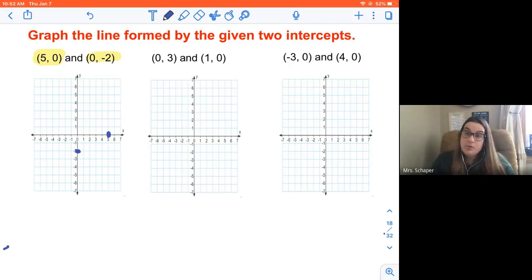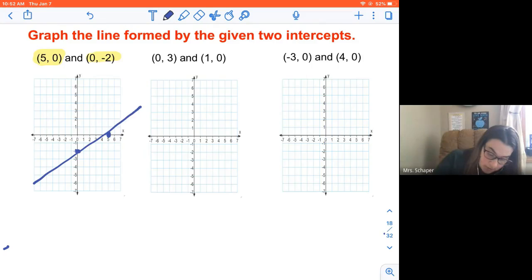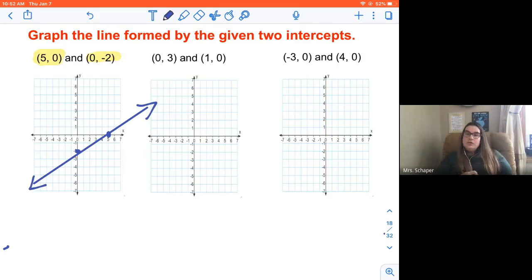I have my 2 points plotted, and I can go ahead and draw a line through those points. Okay, and I can put my arrows on the end. That is how you graph using intercepts. You plot 2 points, and then you draw a line through them. Okay, let's look at the next one.